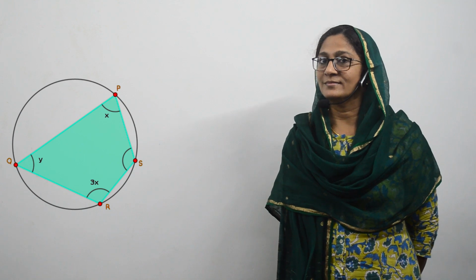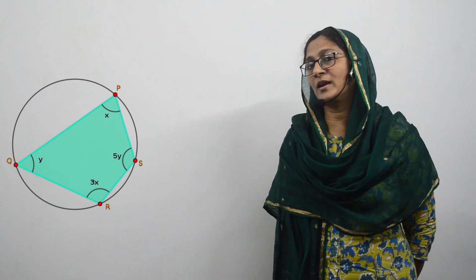Here is another one, a little tricky one. PQRS is a cyclic quadrilateral. Angle P is x degrees, angle Q is y degrees, angle R is 3x degrees and angle S is 5y degrees. Find the value of x and y.